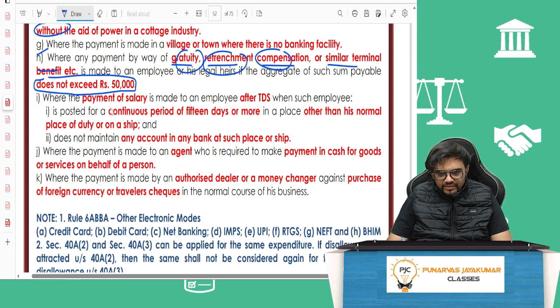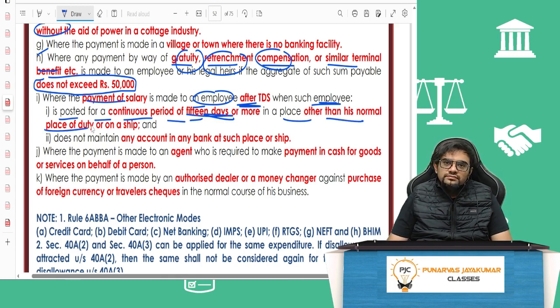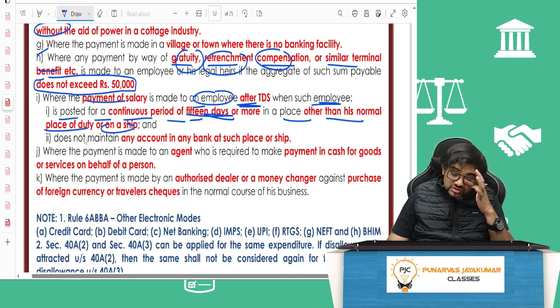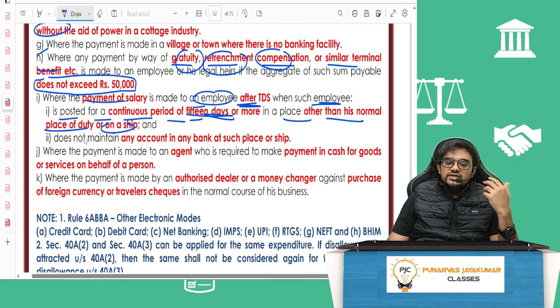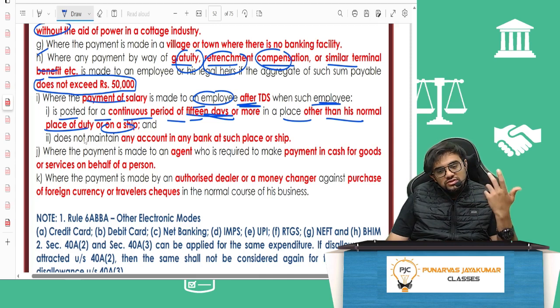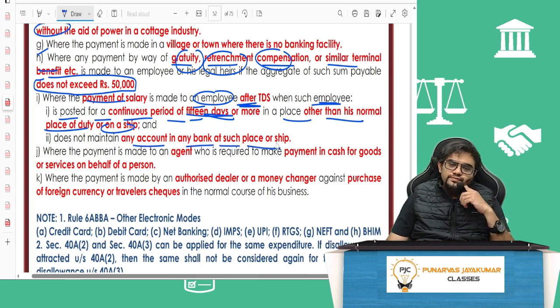Now, where a payment of salary is made to an employee after TDS, when such employee is posted for a continuous period of 15 days or more in a place other than his normal place of duty, somewhere else or on a ship. I just combined both and told you. On a ship also you can go somewhere else, or normal work also you can go somewhere else. Anyway, on a ship, if they don't have access to a bank account, they'll pay you cash after deducting TDS, more than 10,000 rupees, no problem, if the employee does not maintain any account in any bank at such place or ship.